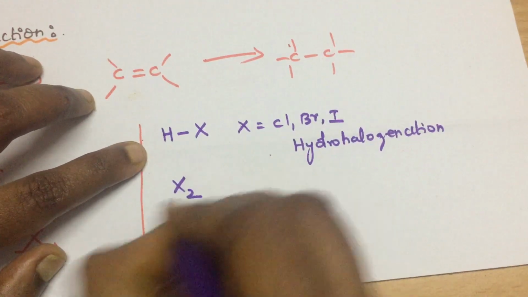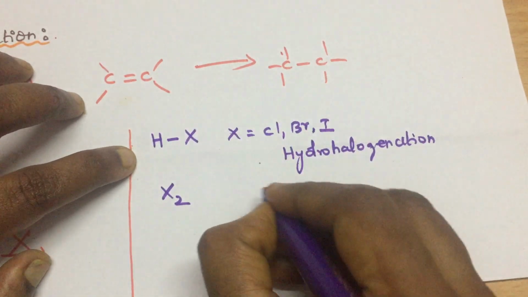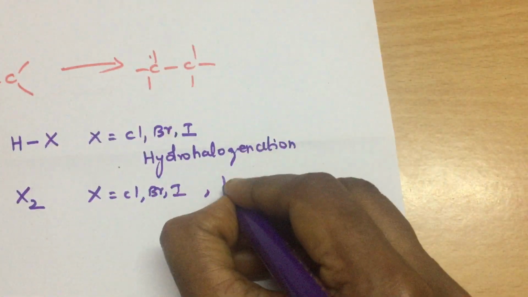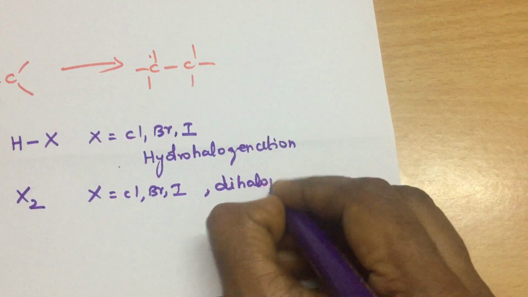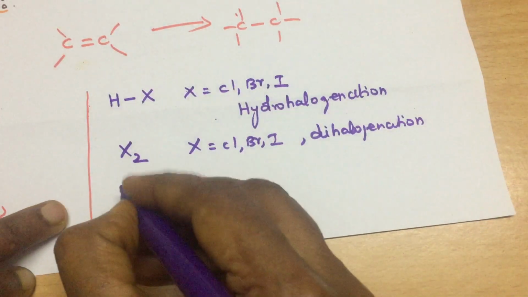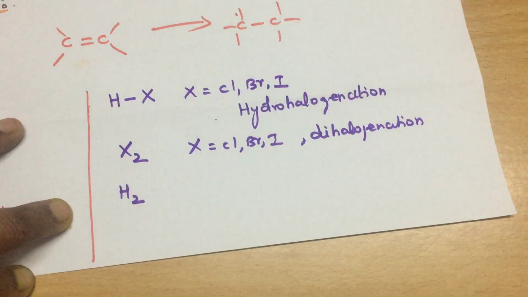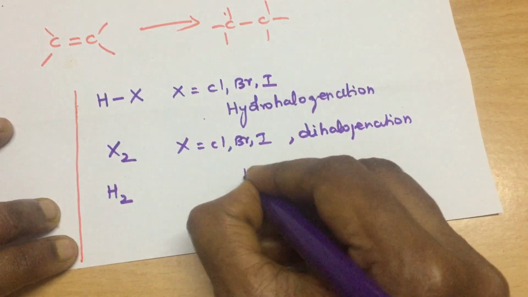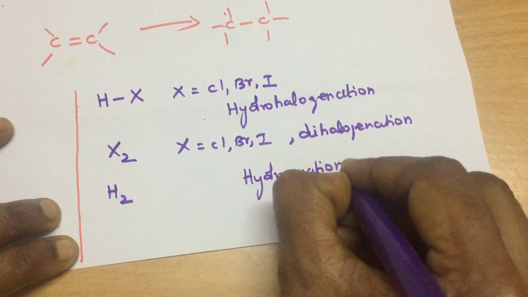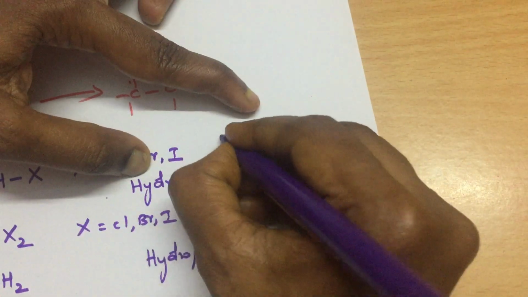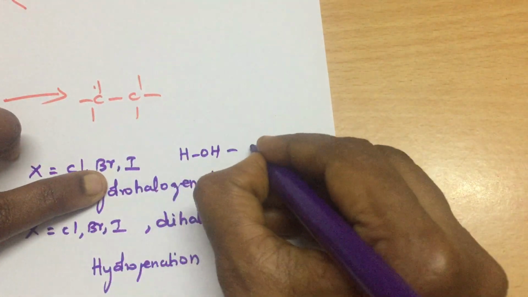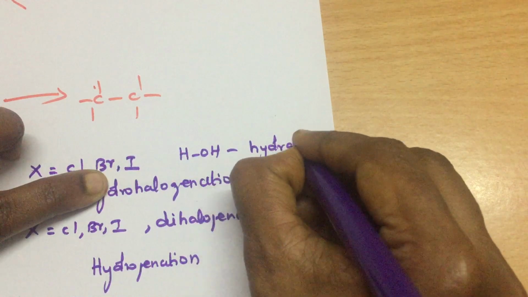We can add X2, where here also X is chlorine, bromine, iodine, and here we call the reaction dihalogenation because we are adding 2 atoms of halogens to a double bond. We can add hydrogen also, we call it hydrogenation. And we can add HOH, which is water. This we call hydration.